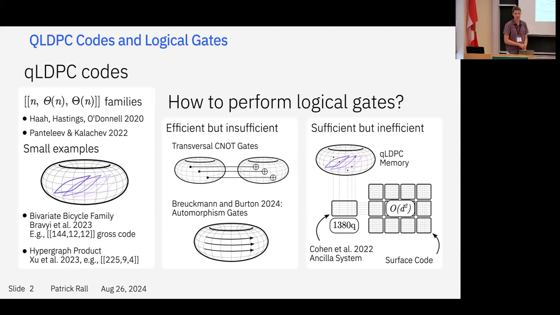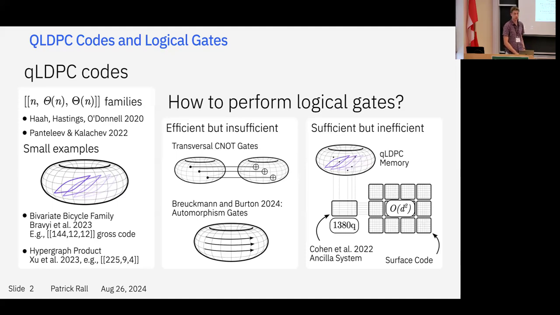We'd really love to be able to do computation on the memory bank directly. And that's really what I'm going to be talking about today. How do we achieve logical gates without all of this overhead? So the tool that we're going to be relying on and trying to improve are these Cohen Ancilla systems.